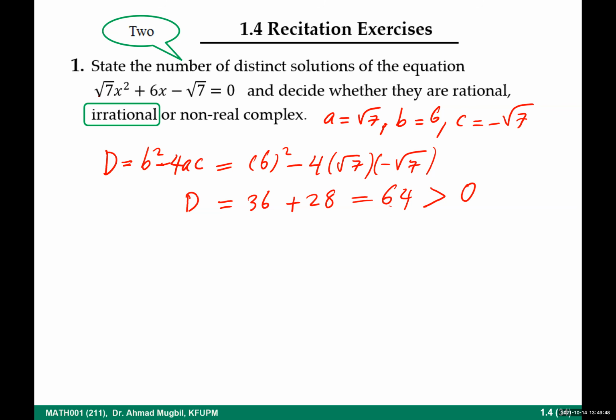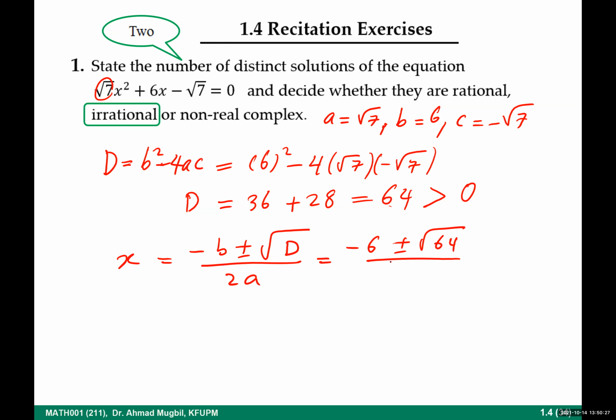This is the trick. Now, there is a theorem, by the way. It was in the old textbook. It says if all the coefficients are integers, and the discriminant is a perfect square, by the way, 64 is a perfect square because its square root is 8, then the solutions will be rational. But forget about that. Now, what you need to do if you want to know that they are rational or not, just you need to find the solutions by the quadratic formula. It is negative b plus or minus the square root of what? D, the discriminant, over 2a. So it is negative 6 plus or minus the square root of 64 over 2 times a.